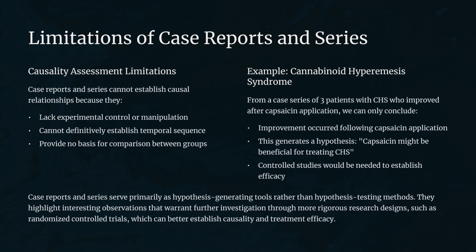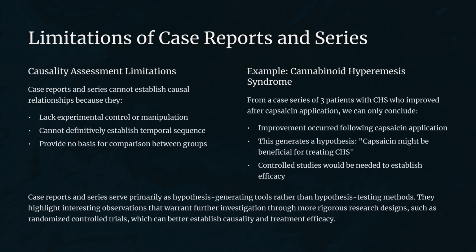Although I didn't show the hierarchy of evidence pyramid, and I should have, it's at the bottom. So there are definitely some limitations here. Obviously, you can basically have no causality established here. There's no experimental control. There is no temporal sequence, really. I mean, I suppose there is, but it's very minor at best. And you can really provide no comparison between groups because it's just a case report. It's a single patient or a series of patients.